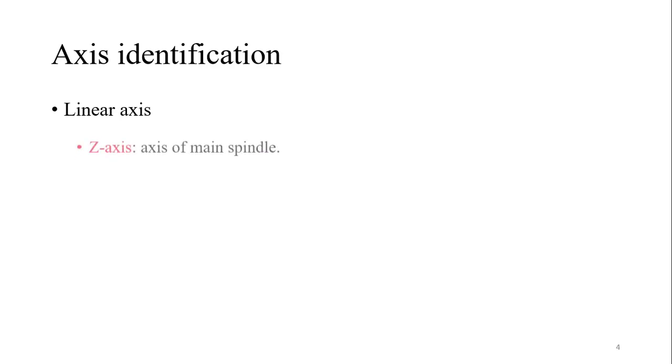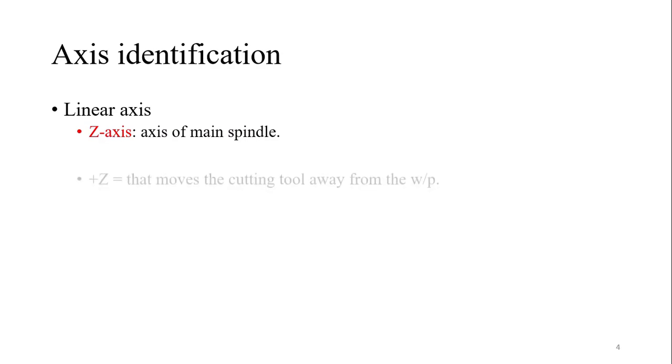Firstly, the z-axis. That is the axis of the main spindle. Nowadays we have multi-spindle machines, so whichever is the main spindle will be called the z-axis. Like in a simple lathe machine, your job is rotating, so that is the spindle. In your milling machine, your tool is rotating, and in that case that is your z-axis. So the main spindle axis is always called the z-axis.